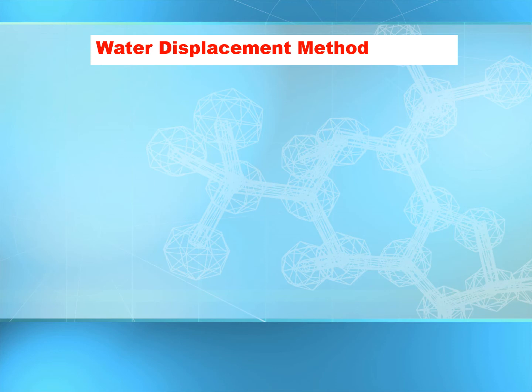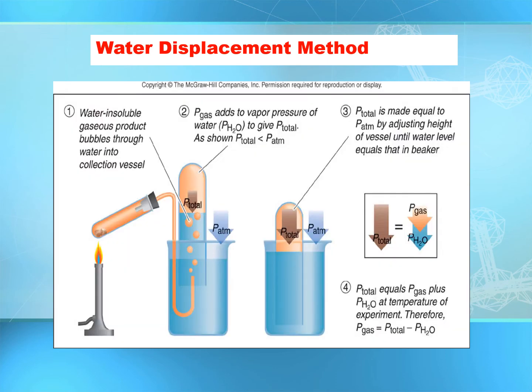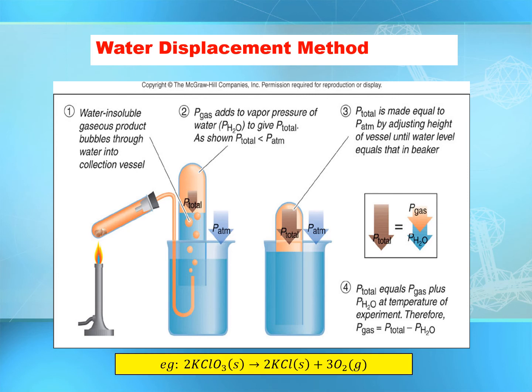Water displacement method. As you can see, these diagrams show the process of the water displacement method using potassium perchlorate as an example. Here, the P total will become P gas plus P vapor. So P gas, in this case P of oxygen, is the P total minus P vapor.